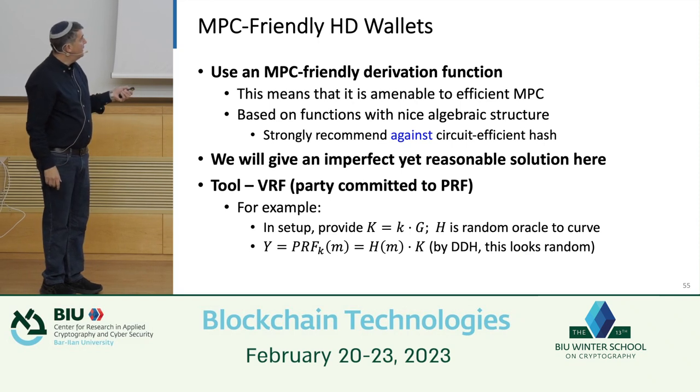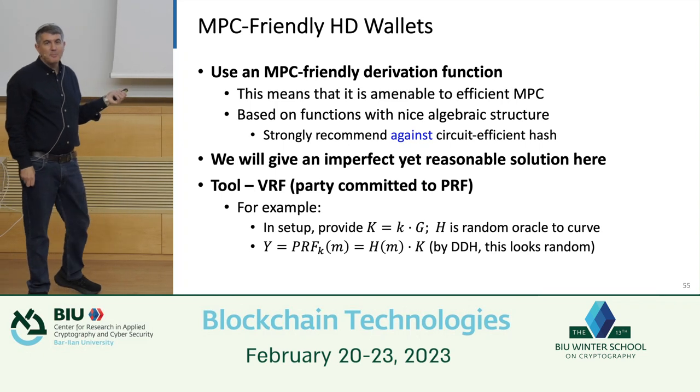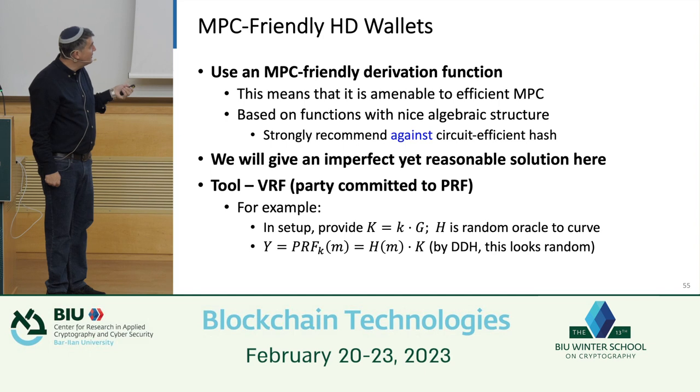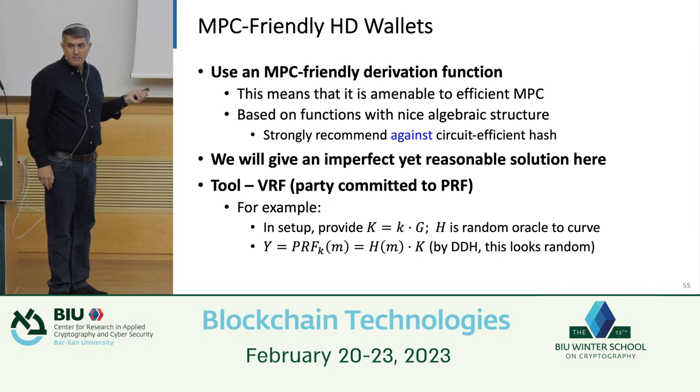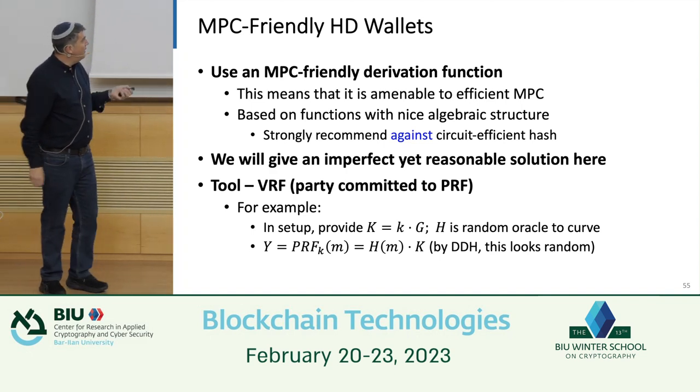Because you have k, you have capital K, which is a random element, and it's little k times h of m. I'm an idiot. It's little k times h of m. You can't multiply two elliptic curve points together. So it's little k, sorry, over here, times h of m. And because h of m is a random point by the random oracle, this looks random, okay?